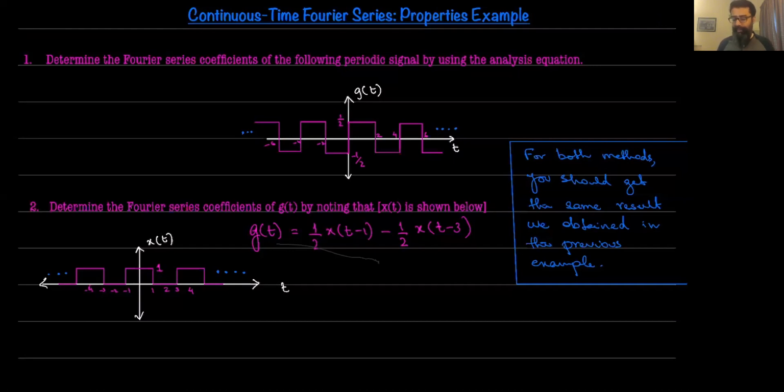Okay, so let's do this now. May I advise you strongly to try to do this problem as a continuation of the previous one. This is just another method of finding the Fourier series coefficients of the example that we had earlier, just before this module, in two ways. One is by using the direct analysis equation, and the other is a slightly different relationship, a slightly different function. For both methods, you would observe that you get exactly the same answers.